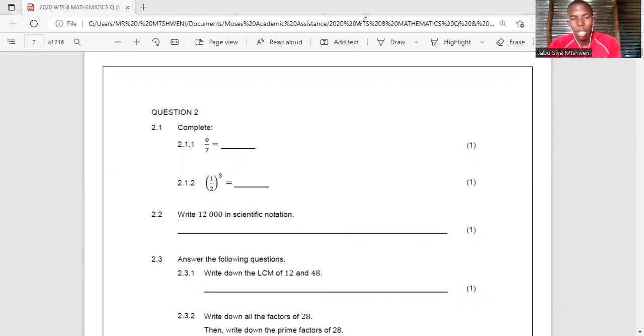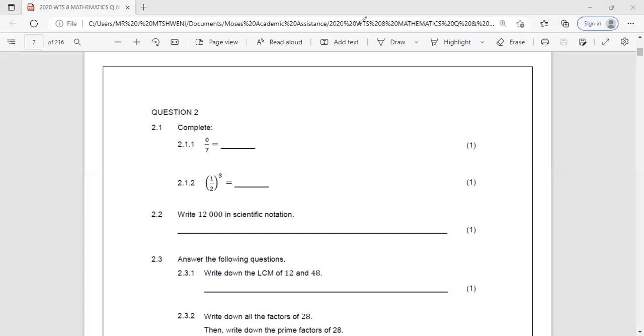Today, I want us to answer the question paper for grade 8. This question paper will help grade 8s to understand integers, fractions, finding the LCM, and factors. You'll notice as we go on that this question paper includes certain topics, but you'll understand as we begin to explain it.